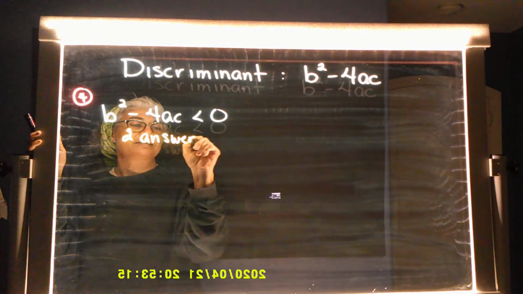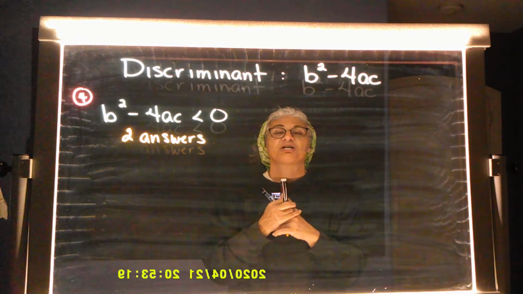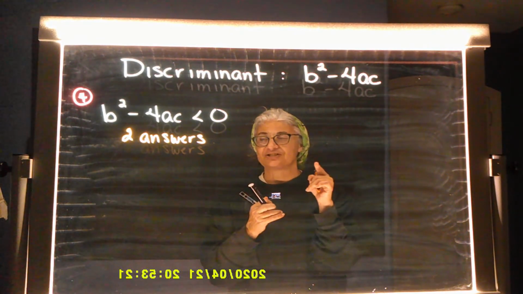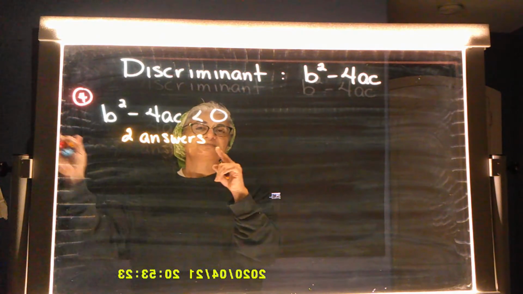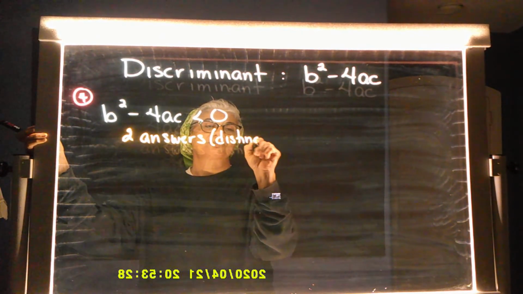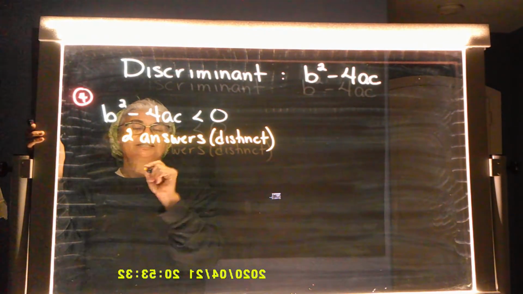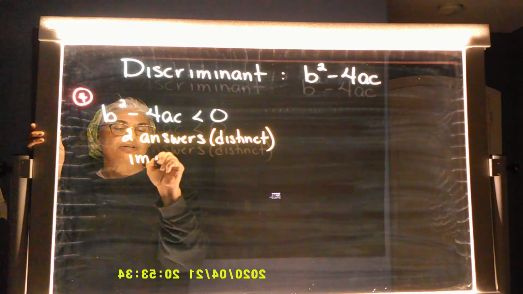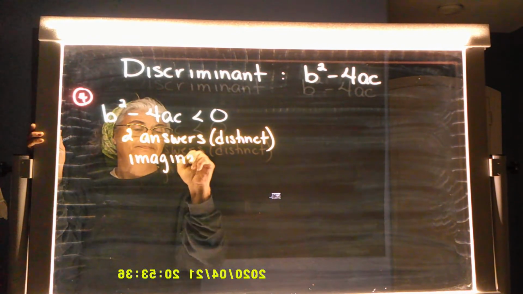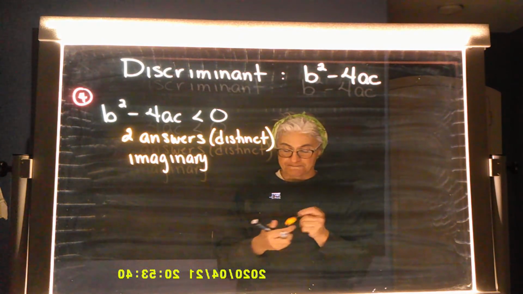And were these answers real answers or were they imaginary answers? Correct. You had an i in it, didn't you? So, by the way, these answers are distinct. Distinct meaning they are different from each other. They were not the same answer. So I had 2 distinct answers and they were imaginary. With me? Okay.